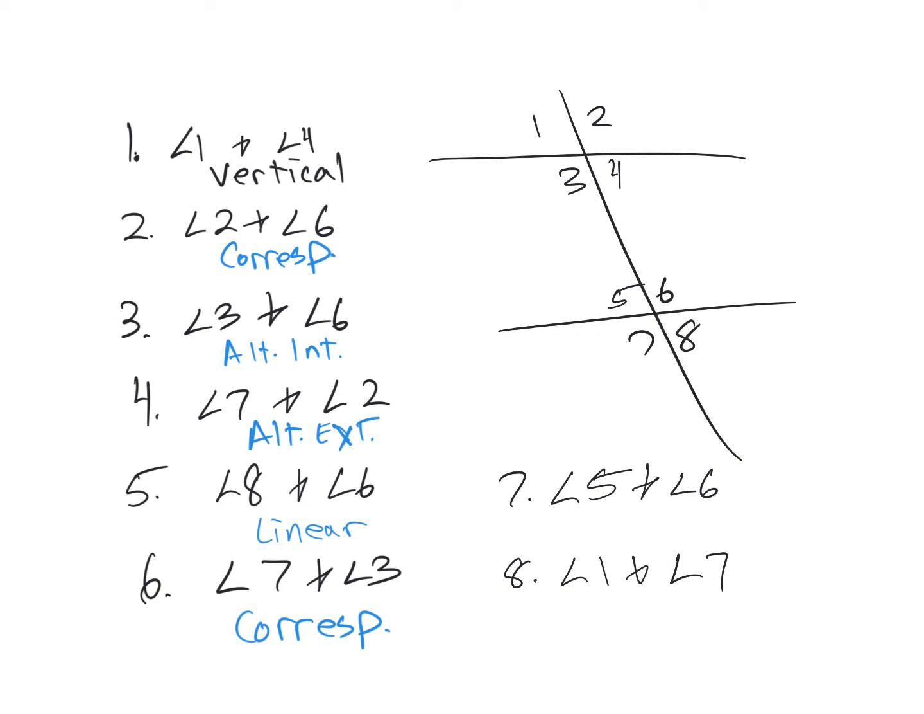Number 7 is 5 and 6. That's a linear pair. And number 8, 1 and 7, they're on the same side, so it's either consecutive or corresponding. Number 1 is acute, number 7 is obtuse, so that means consecutive, and that's the special one. They're both outside, so consecutive exterior angles.